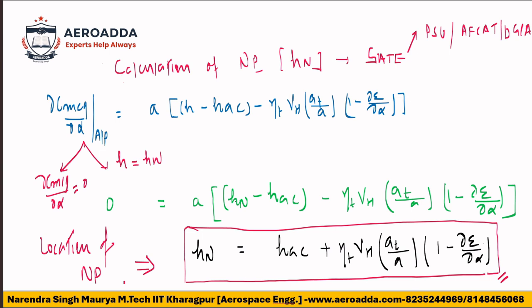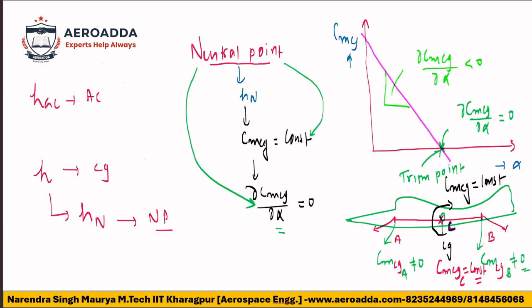So it is denoted by HN, and now a question will always be asked to you: what is the slope of the moment coefficient at the neutral point? So you have to say 0. Here I have given all the information. Just remember. So this is nothing but the slope, and the slope will be 0. At the neutral point, the slope will be 0. Slope of what? Slope of the moment coefficient.